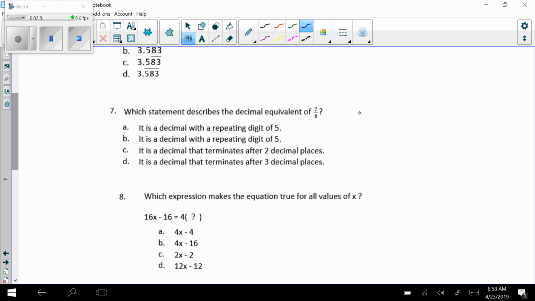Same thing with number 7. You just take 7 divided by 8. Okay. Just remember the difference. Repeating means it's going to keep going. Terminates means it's going to stop.